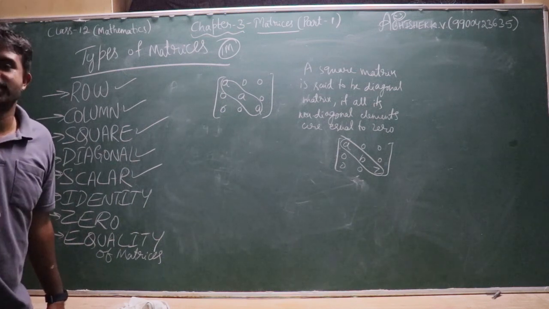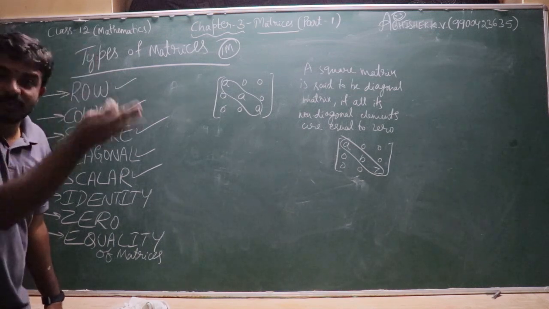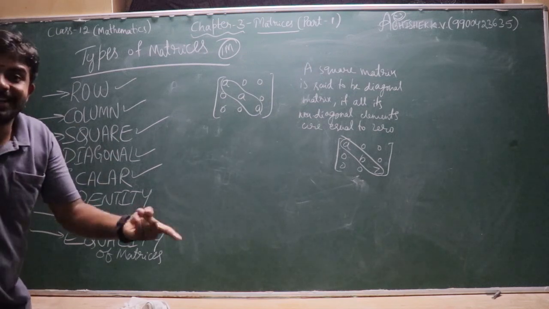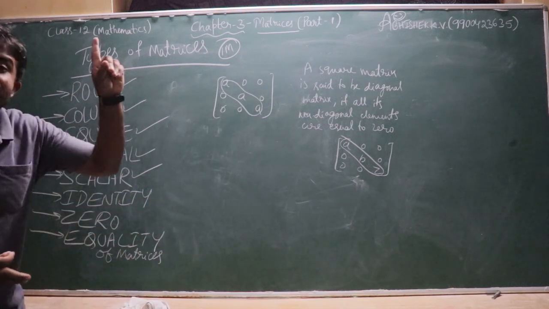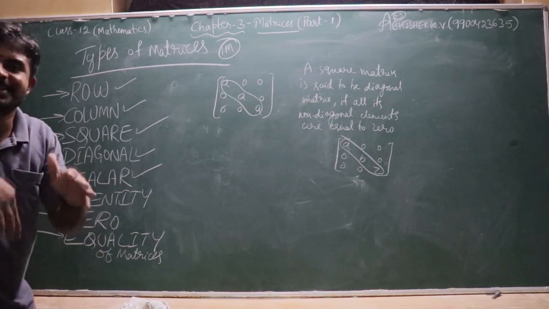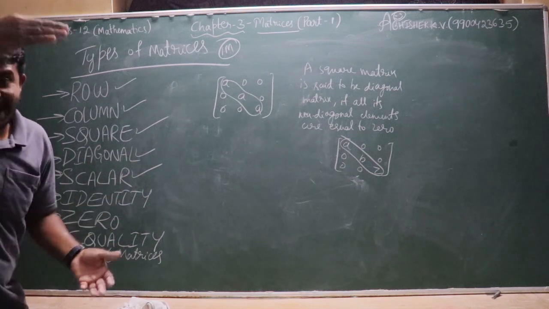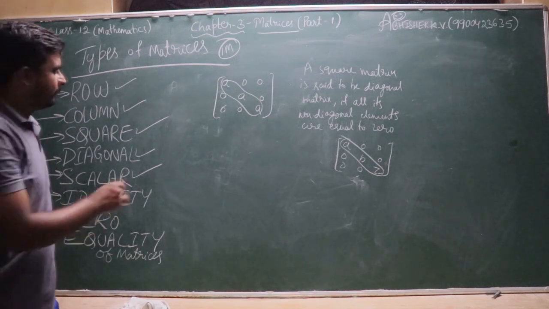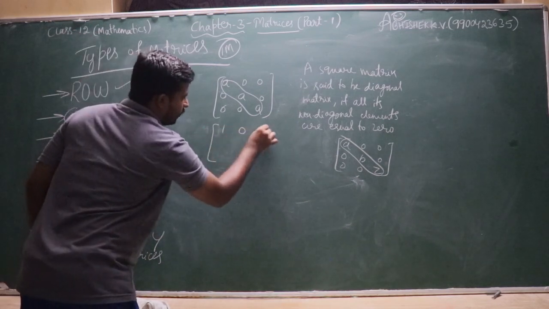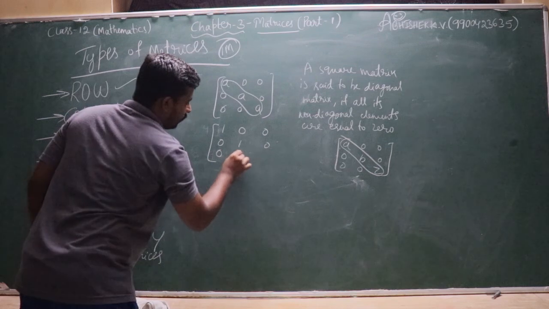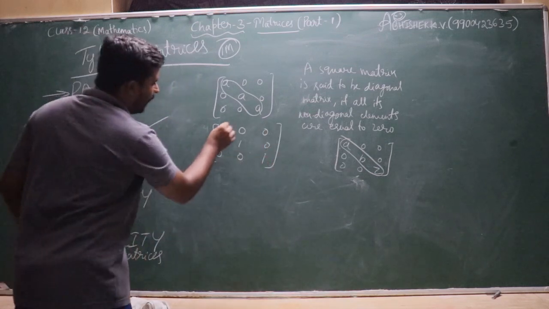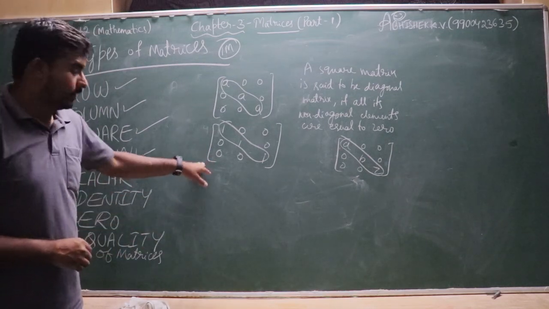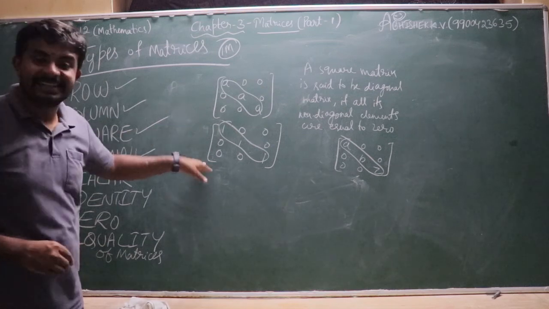If you start the definition from a square matrix, we should say all diagonal elements are equal to 1 with the rest of all elements equal to 0. If you start the definition from a diagonal matrix, then a diagonal matrix means all non-diagonal elements are equal to 0, and the diagonal elements should be equal to 1. Then only we say that the matrix is called an identity matrix. For example, if I consider 1, 0, 0, 0, 1, 0, 0, 0, 1, all diagonal elements are equal to 1. Therefore, this is the identity matrix.